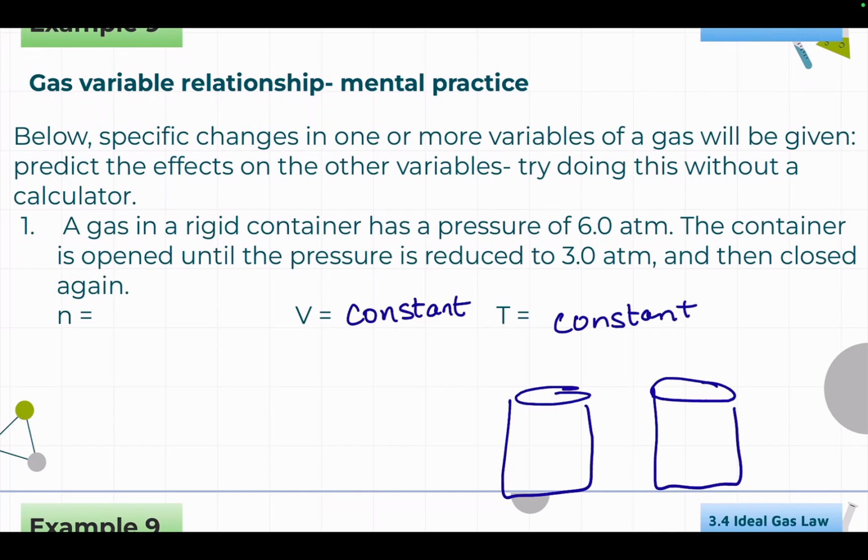The pressure was originally 6 atm, and then some of the gas was let out when it was opened, and it dropped down to 3 atm. So we can assume that the moles decreased by half. For example, if I had 10 moles here, then I would have 5 moles here. So half of the moles got released.